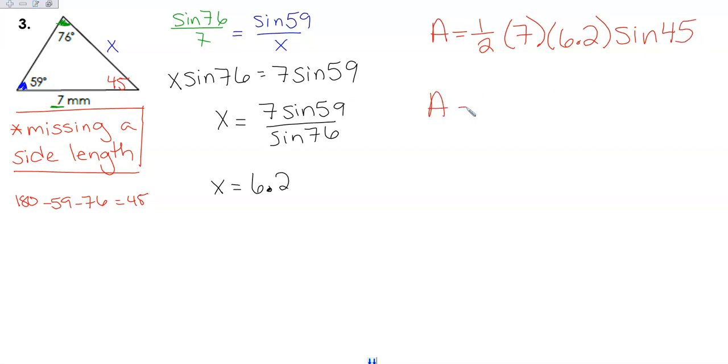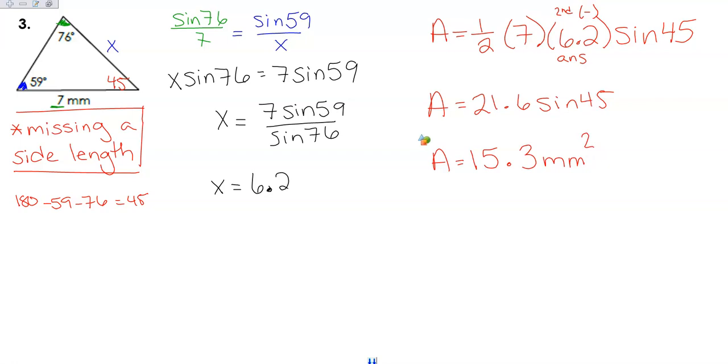So again, in your calculator, I want you to hit the second button and then hit the negative sign so that in your calculator this is read as ANS. Okay? So when I put this in my calculator, again, I'm going to round it off when I write it down, but I leave it long in my calculator. So you'll just hit times the sine of 45, and this is going to give us, rounded to the nearest tenth, 15.3 millimeters squared. Area is always units squared.